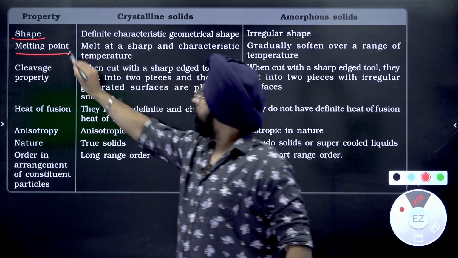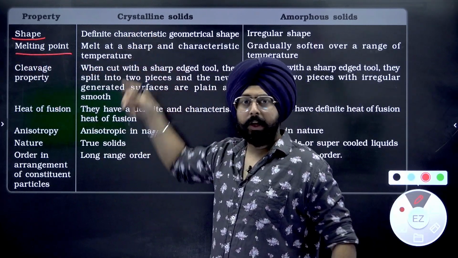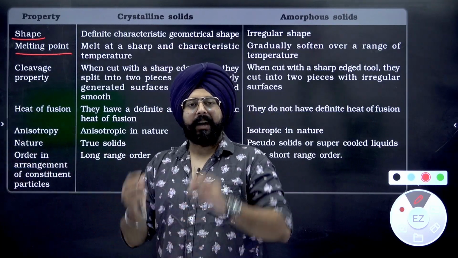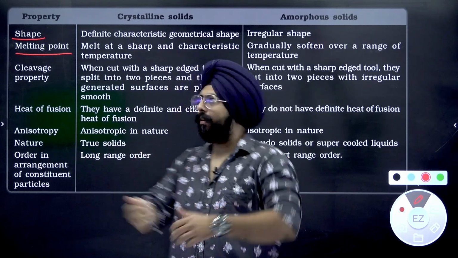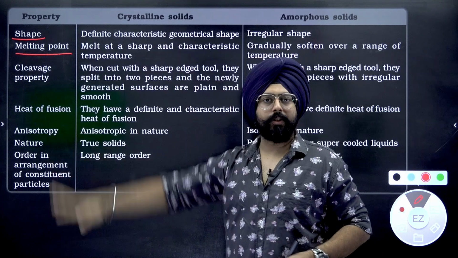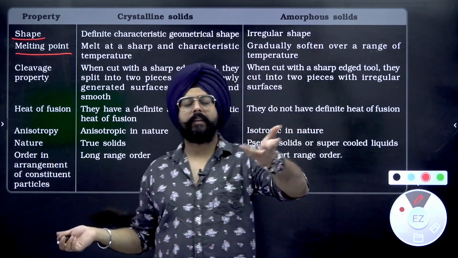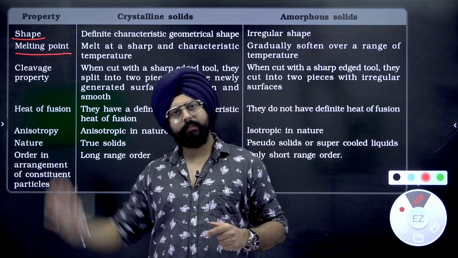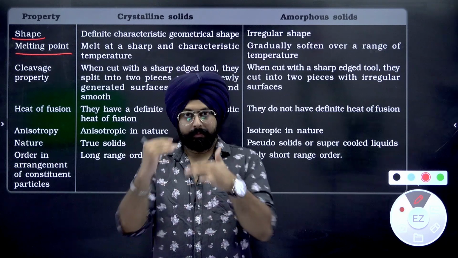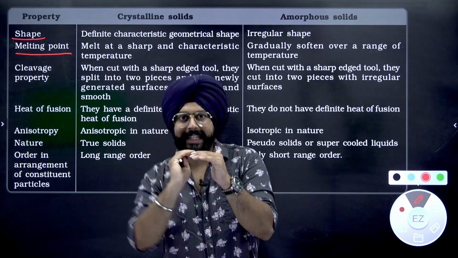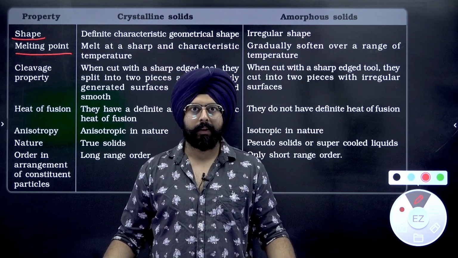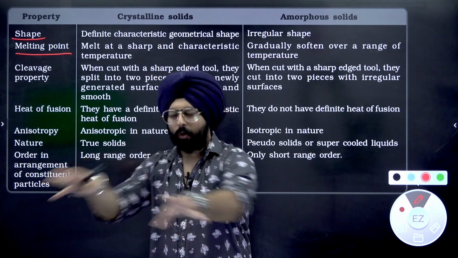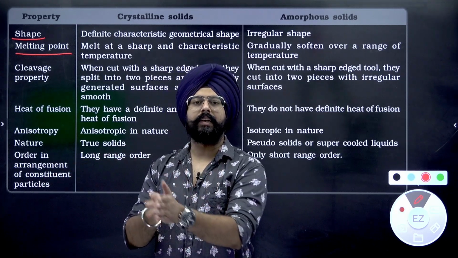Melting point. Since the shape is definite, throughout the entire solid you have the same type of arrangement. So the solid, when it melts, will melt at one sharp characteristic temperature. Imagine there is a crystalline solid which melts at, let's say, 650 degrees Celsius. What will happen? At 649 degrees Celsius, everything is solid. At 651 degrees Celsius, everything is liquid. Because all the atoms are arranged in the same way, all of them will follow the same type of physical nature.